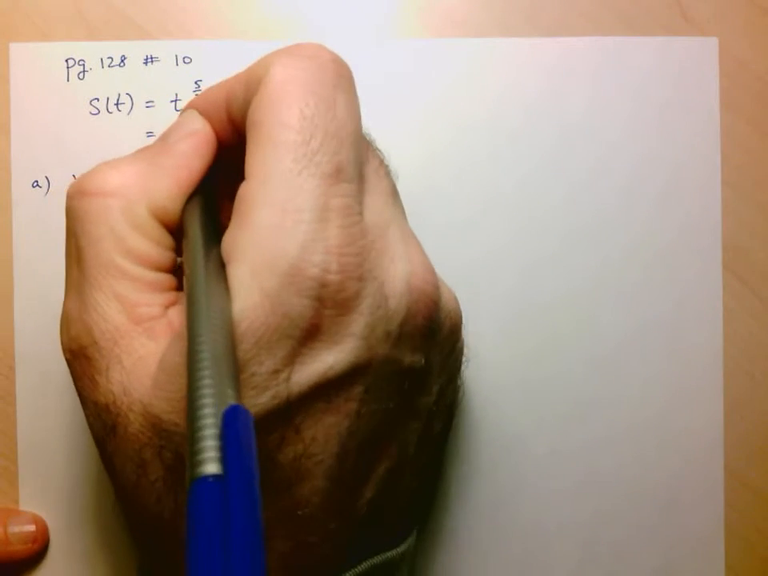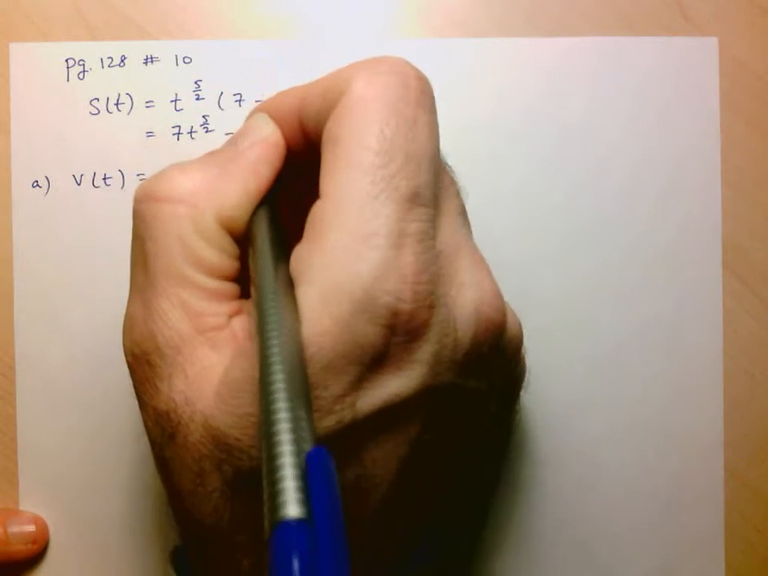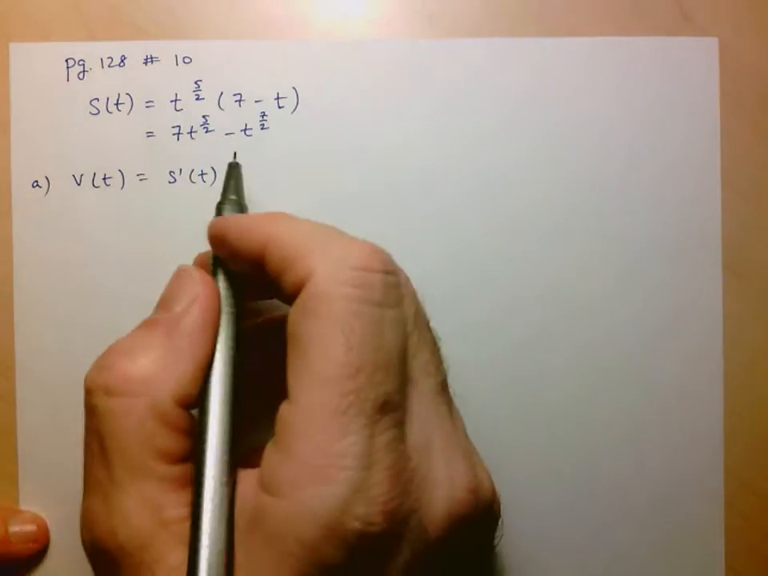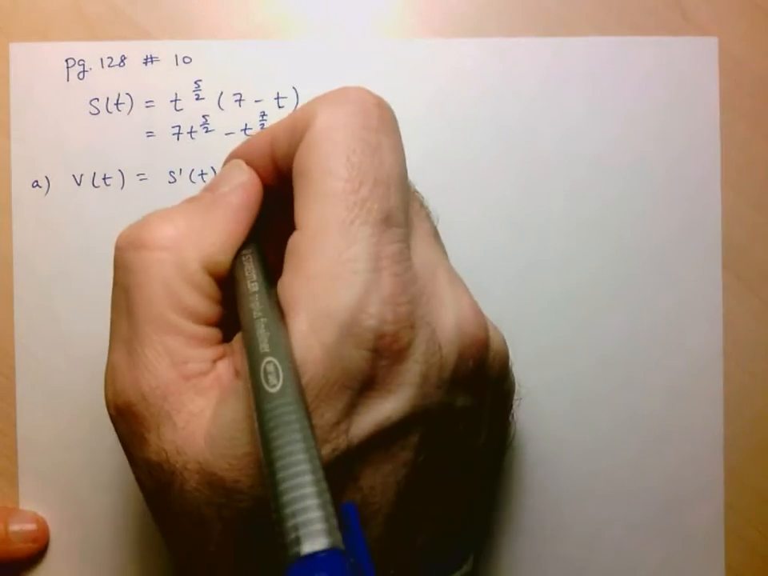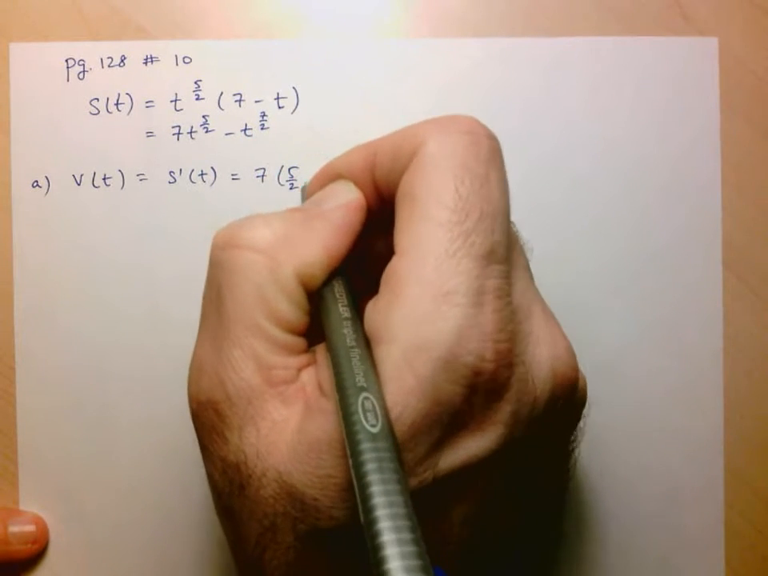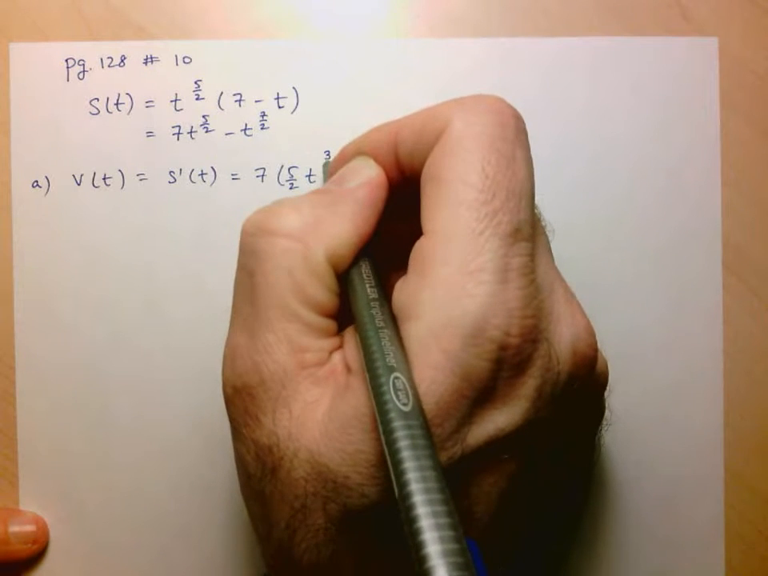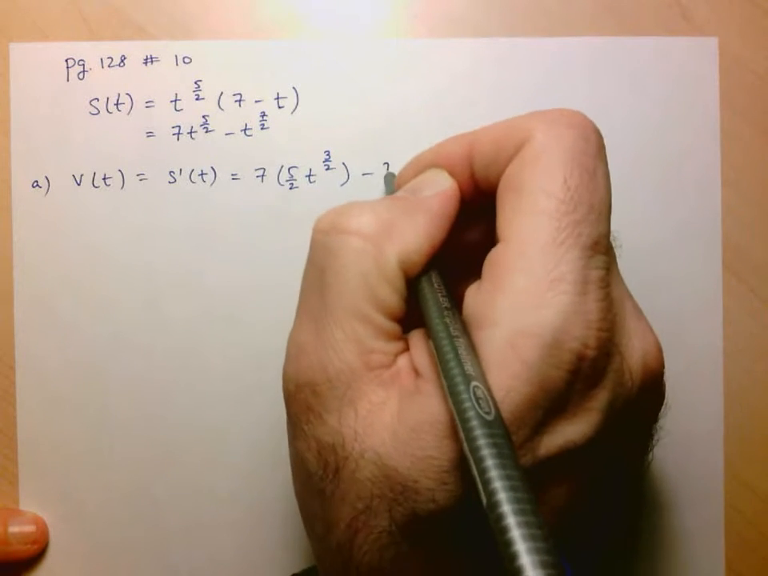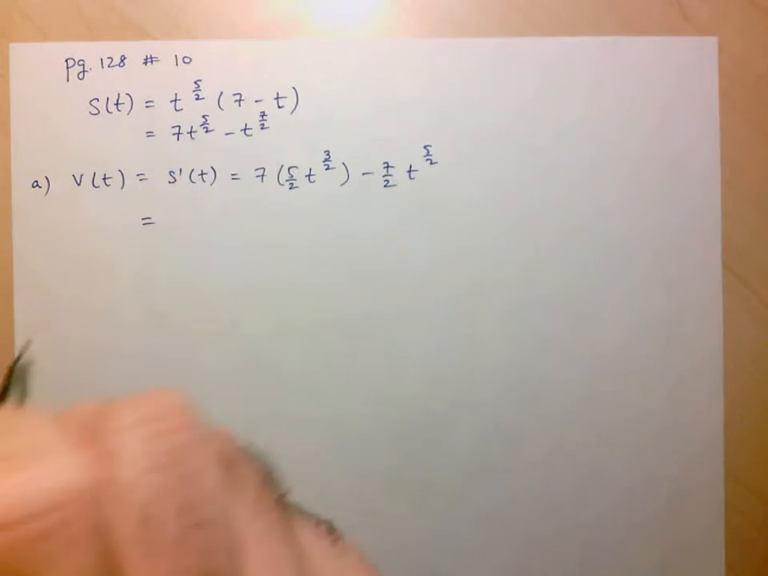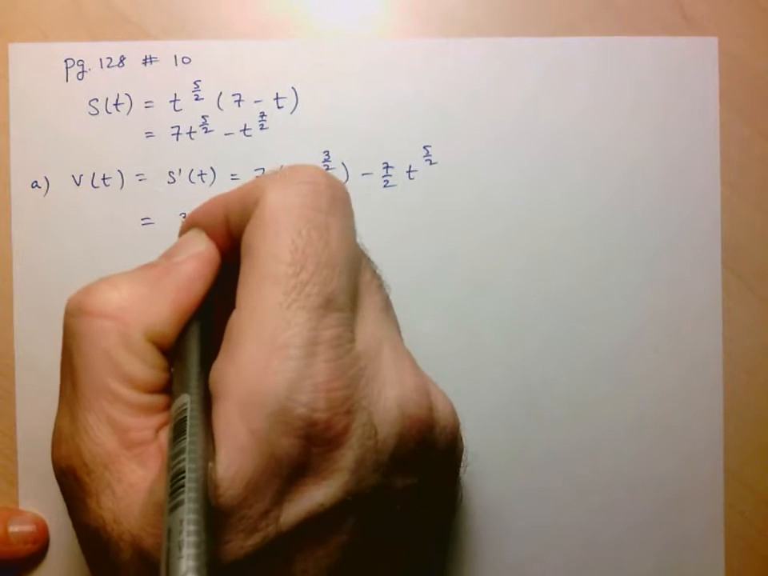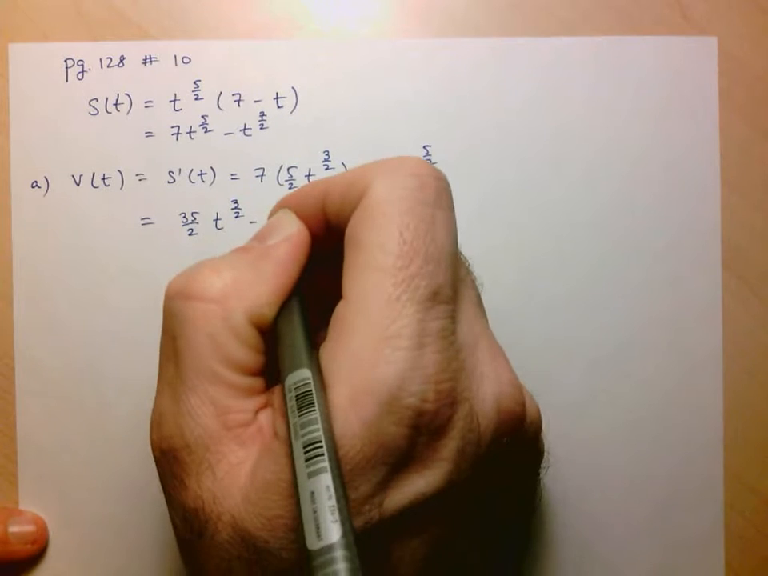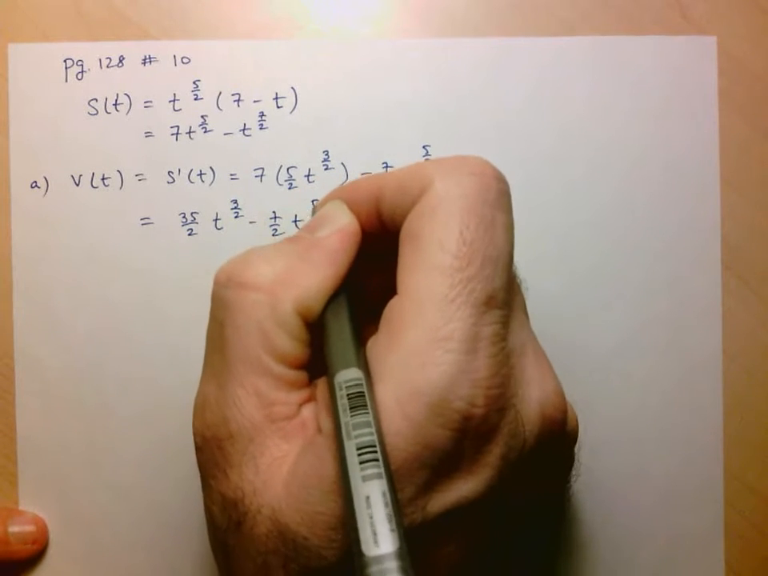So this is going to become 7 times t to the 5 over 2 minus t to the, well, 5 over 2 plus 1 is just going to be 7 over 2. Okay, so I'm going to work with this form instead. Here we just have 7 times 5 over 2 times t to the 3 over 2, minus 7 over 2 t to the 5 over 2. So our final answer for the velocity is going to be 35 over 2 t to the 3 over 2 minus 7 over 2 t to the 5 over 2.